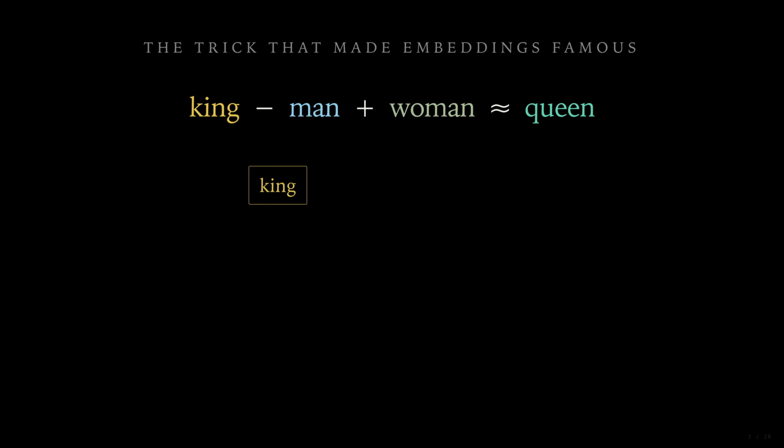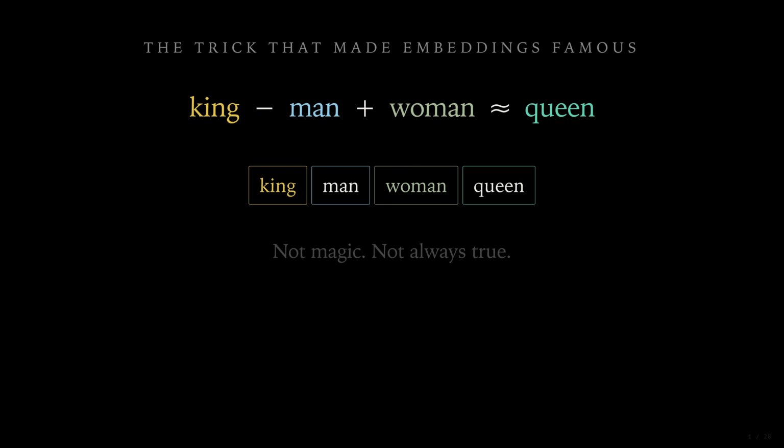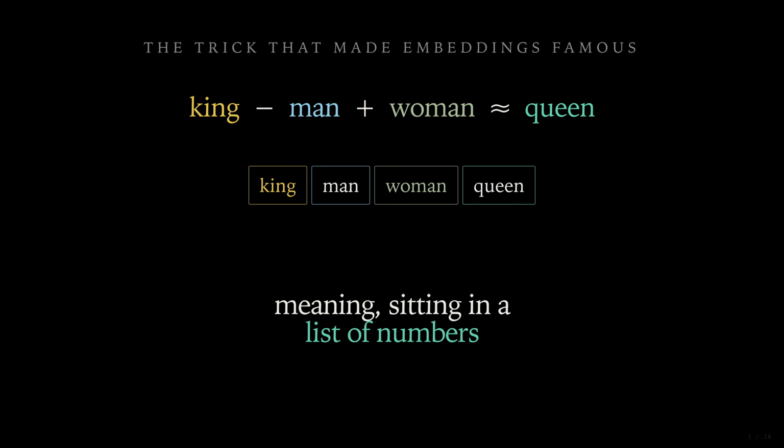Here's a trick that made embeddings famous. You take the vector for king, subtract man, add woman, and you land somewhere near queen. It looks like algebra doing language. It isn't magic, and it isn't always true. But it is the first time a lot of people saw that meaning can sit in a list of numbers.